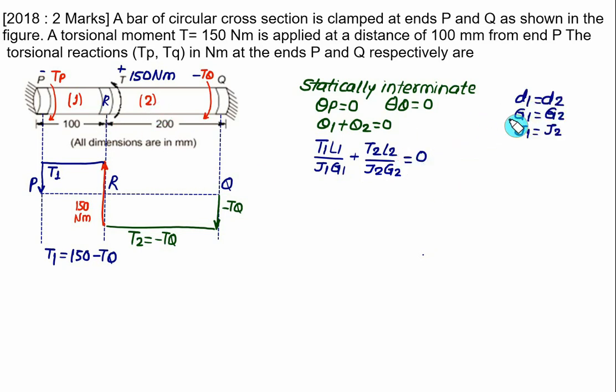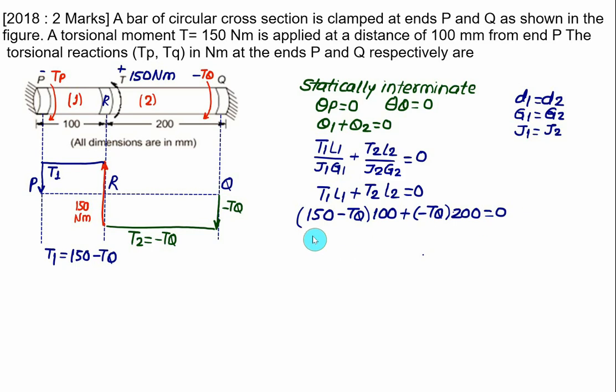Diameter is shown uniform, so D1 equals D2. The material property is taken as the same value, and since the diameter is the same, the polar moment of inertia remains the same. So the denominator gets multiplied out with 0, and we have T1 L1 plus T2 L2 equal to 0. In this case T1 is equal to 150 minus Tq, and the length L1 is equal to 100, plus T2 which is equal to minus Tq into L2, and L2 is equal to 200, equal to 0.